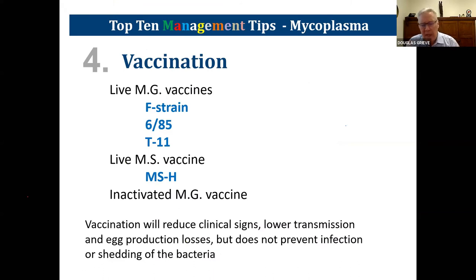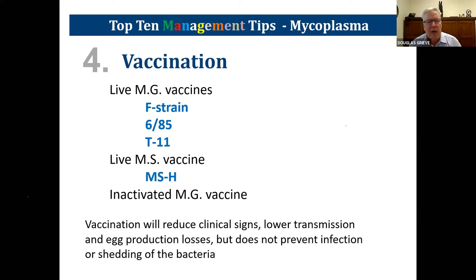When it comes to the vaccination, we do have some options here, and this would be my preference for controlling mycoplasma, through vaccinations. For MG, there are live and inactivated vaccines available. For MS, there is a live vaccine. These vaccines are not all available in India. In fact, I'm not sure if any of them are. Perhaps someone else could comment on that.